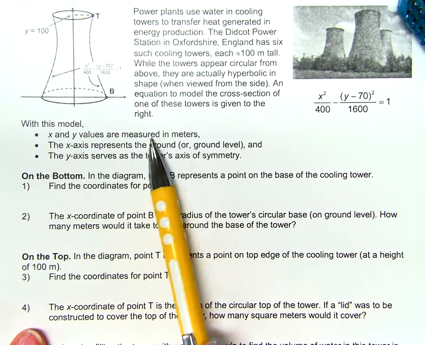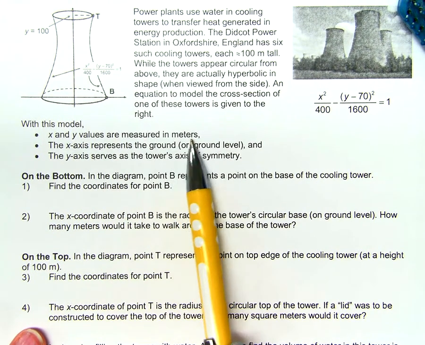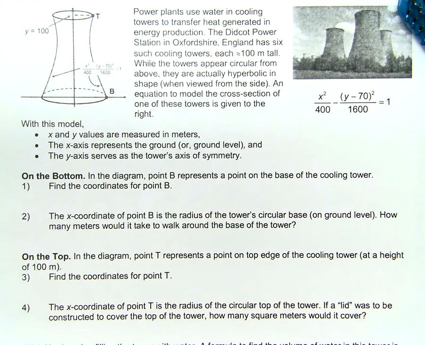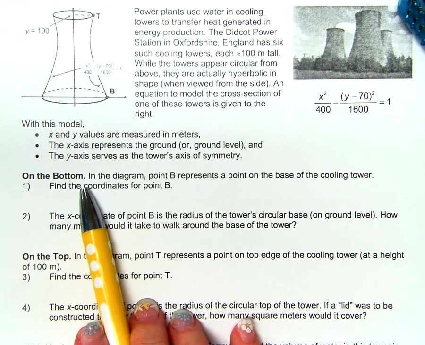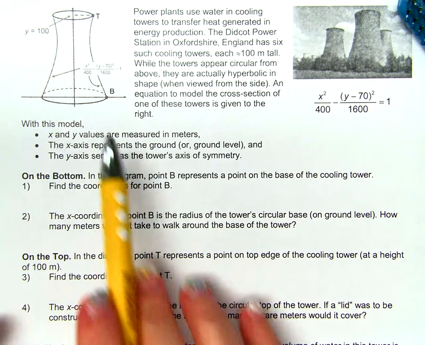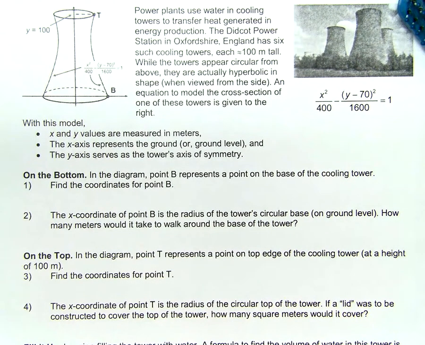Okay. So with this model, tell me what you know. X and Y values are measured in meters. X-axis represents the ground. And the Y-axis, axis of symmetry, okay? So on the bottom, what does it mean not on the bottom? Like the bottom circle? So wait, are we actually doing circles and hyperbolas?